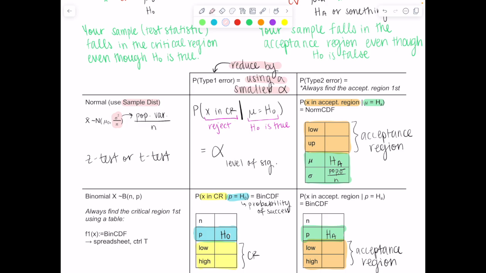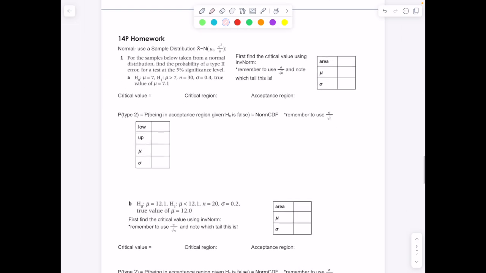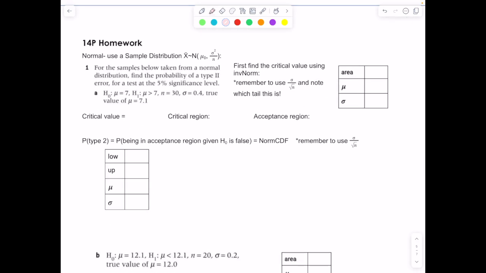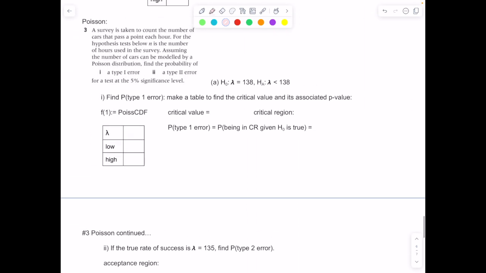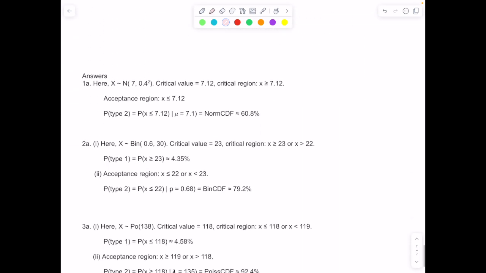In order to reduce a type 2 error, the easiest way is to use a bigger sample size. However, again, this could increase the probability that you make a type 1 error. At the bottom, there are 3 problems that you are going to do, one on normal distribution, one on a binomial, and one on a Poisson. All of the answers are at the bottom.